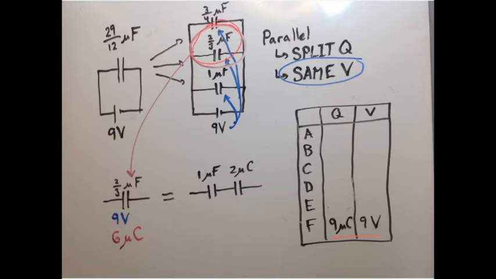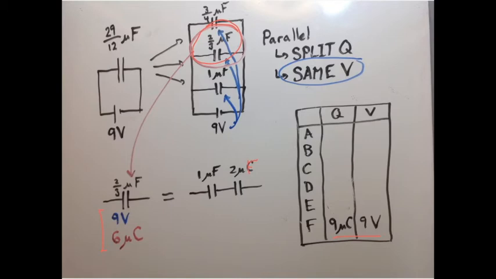So the 2/3 microfarad capacitor, in the previous slide, I figured out had 9 volts on it, all right, and 6 microcoulombs. Well, that was the equivalent capacitor for, if you went back up a level, a 1 and a 2 farad capacitor in series with each other.